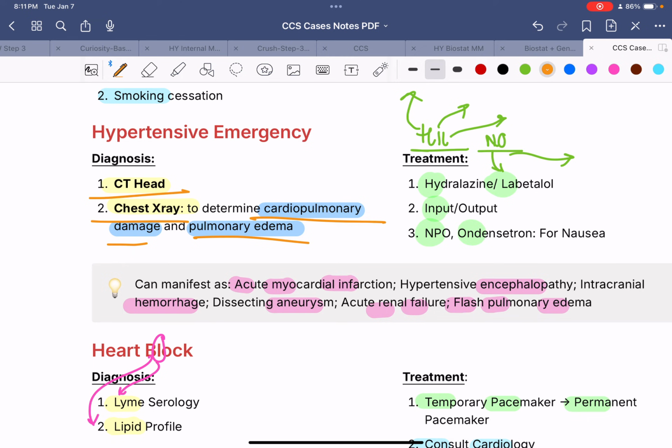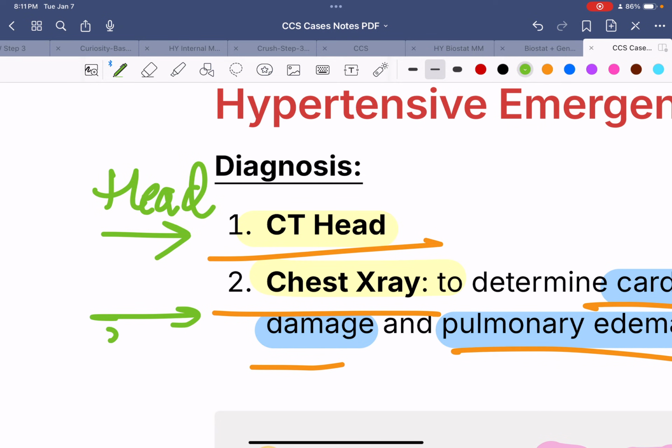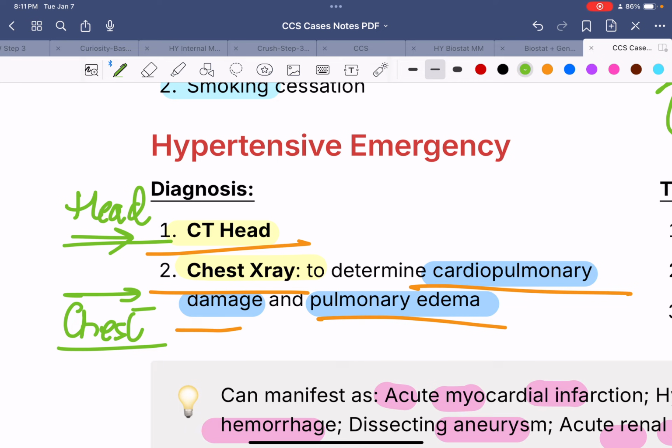And in the treatment, now what are your goals? What do you want to do? In this situation, for the generals, you can refer to the general tests that have to be done, but these are the specific tests that you have to do regarding the head, and this is regarding the chest, since you are concerned about these two the most being damaged because of the hypertensive emergency.